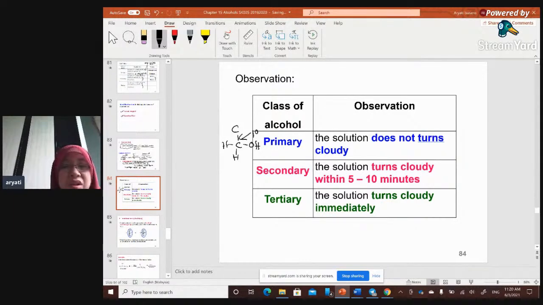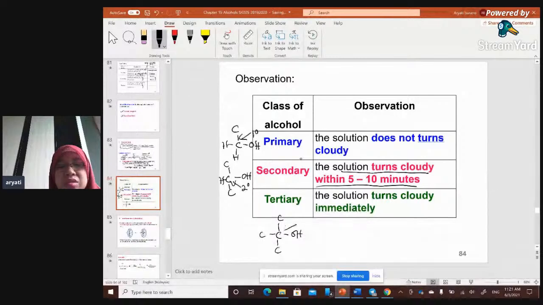For a secondary alcohol, the OH is attached to a carbon attached to two neighboring carbons, and the other atom is H, so this is a secondary carbon. When a secondary alcohol undergoes the Lucas test, the solution will turn cloudy within 5 to 10 minutes. For a tertiary alcohol, the OH is attached to a carbon attached to one, two, three neighboring carbons. So this is a tertiary carbon, and OH attached to a tertiary carbon is a tertiary alcohol. When a tertiary alcohol undergoes the Lucas test, the solution will turn cloudy immediately.